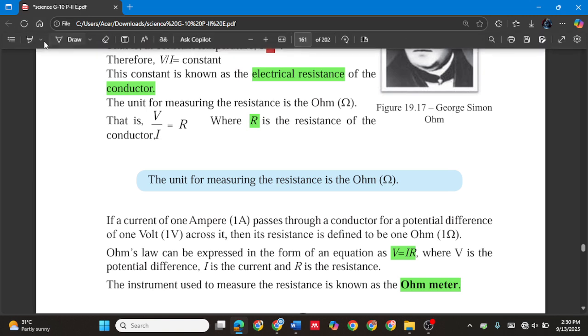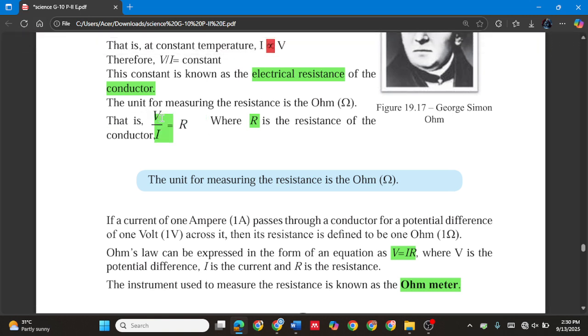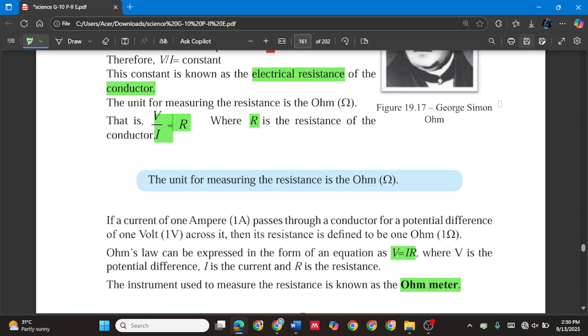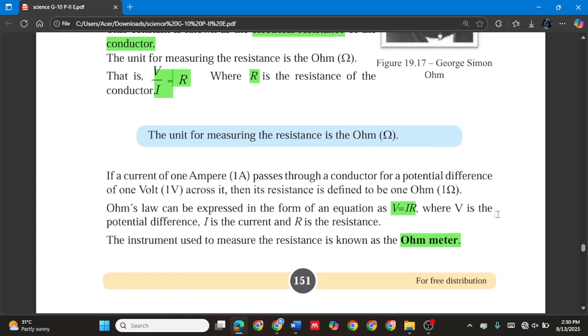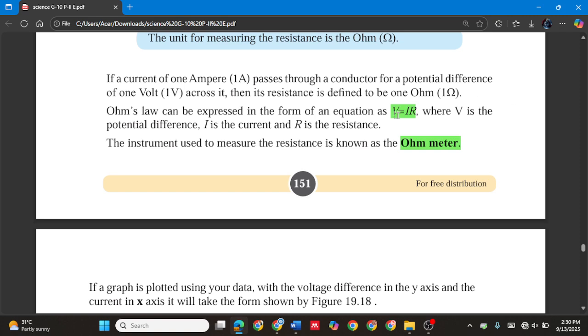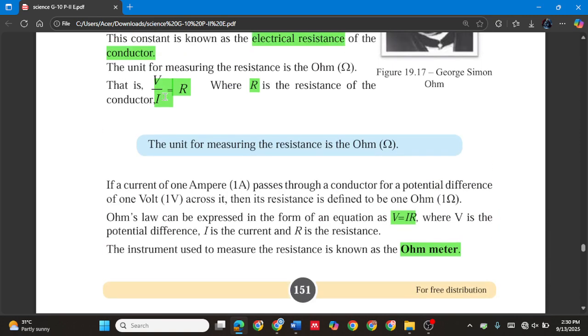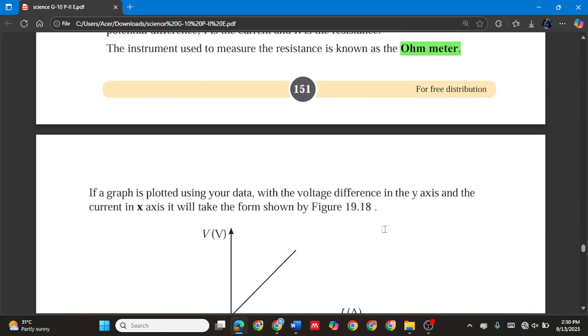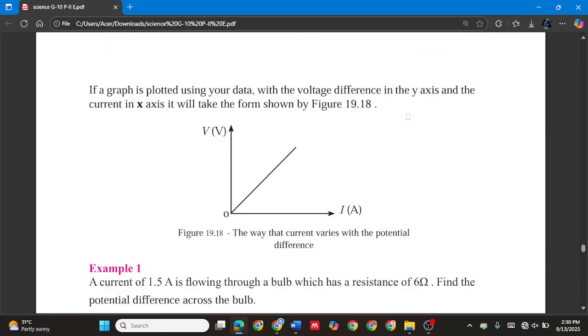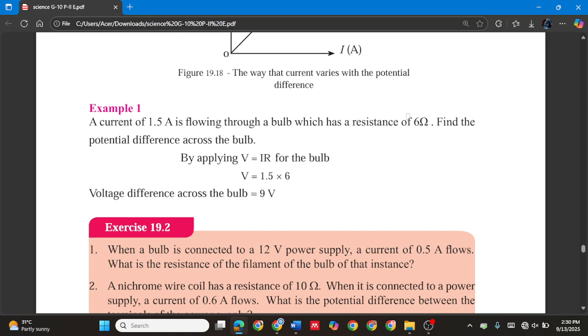So you have this equation right now. You should know this equation, V equals IR. When you put this I into this side, it becomes V equals IR. This equation is what you are going to use in all the upcoming questions and calculations.